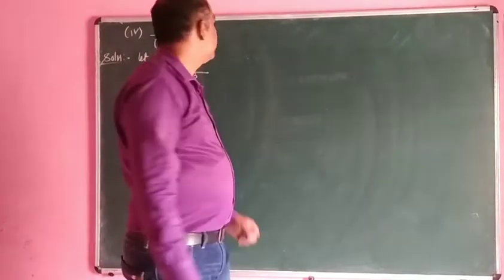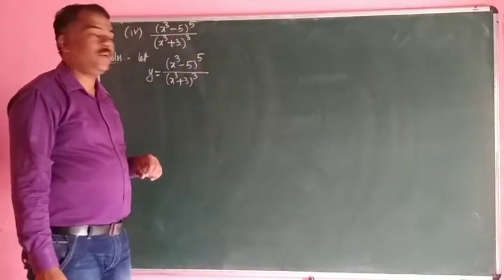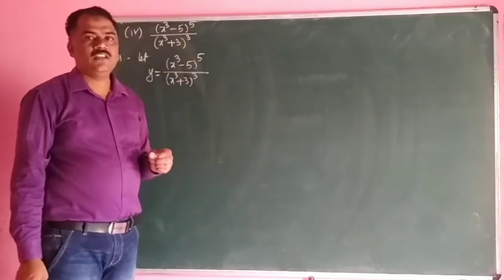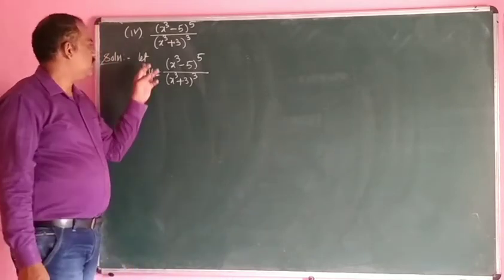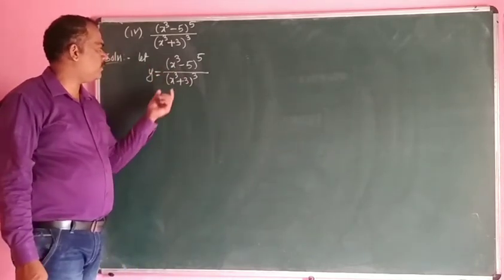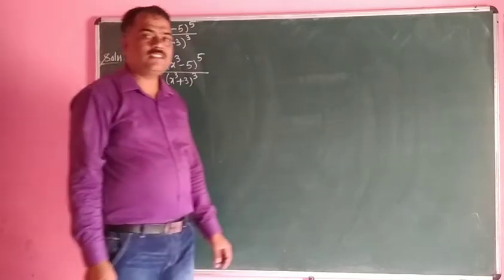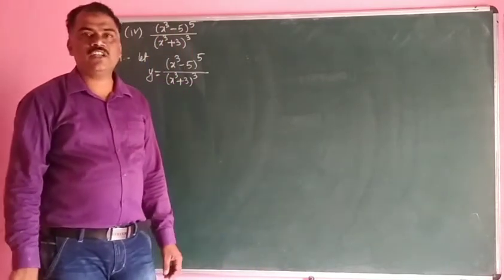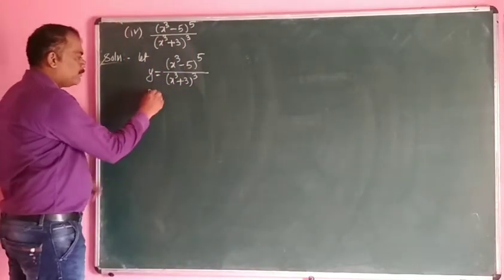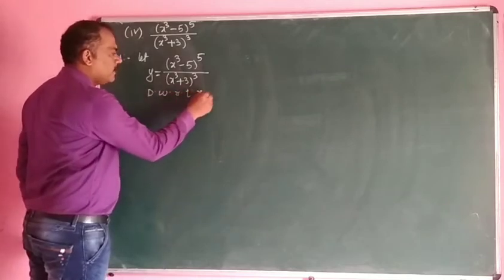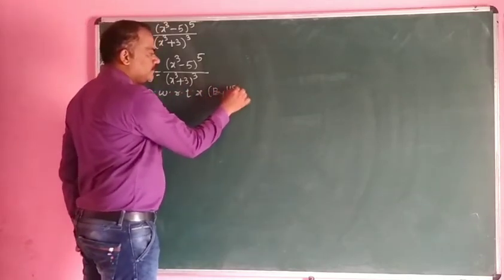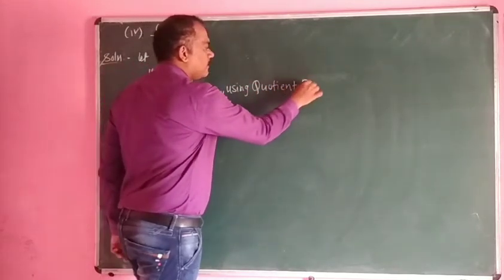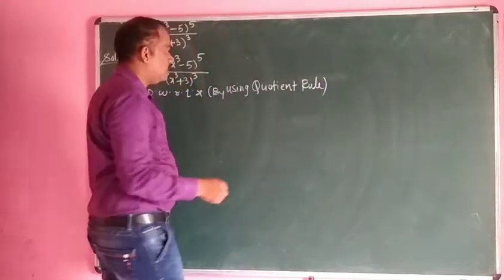Example number 4: x cube minus 5 raised to 5 over x cube plus 3 raised to 3. You can see that this is a question of two functions, so let y is equal to x cube minus 5 raised to 5 divided by x cube plus 3 raised to 3. We have to differentiate by using the quotient rule. By using the quotient rule, we get.